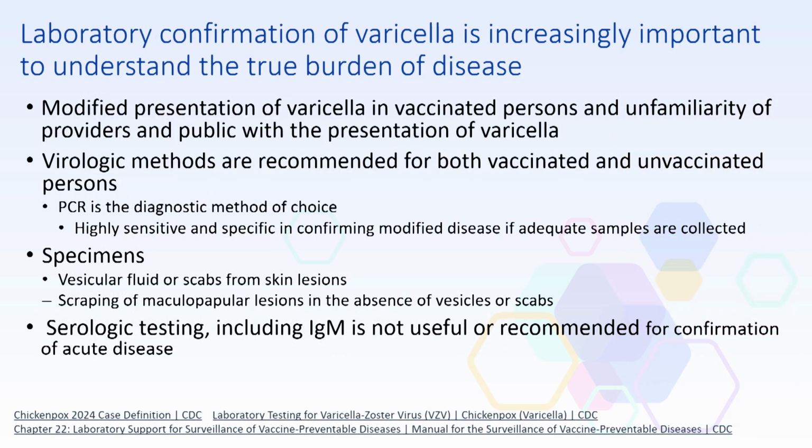Laboratory confirmation of varicella is increasingly important given the modified presentation of varicella in vaccinated persons and unfamiliarity of providers and public with the presentation of varicella. Virologic methods are recommended to confirm varicella, and real-time PCR is the diagnostic method of choice. Specimens include vesicular fluid or scabs from skin lesions. In the absence of vesicles or scabs, scrapings of maculopapular lesions can be collected for testing. Serologic testing, including IgM, is not useful or recommended for confirmation of acute disease.